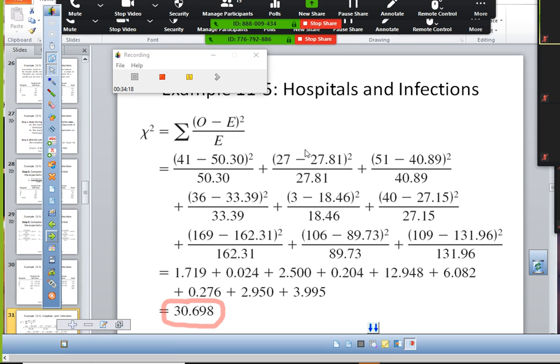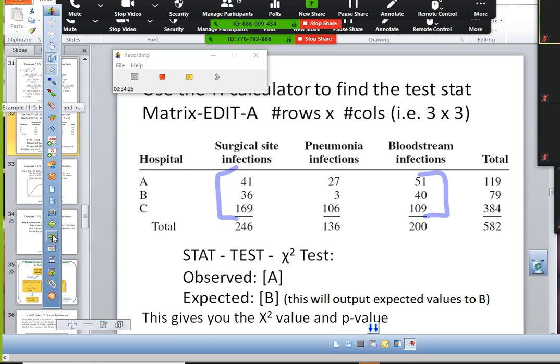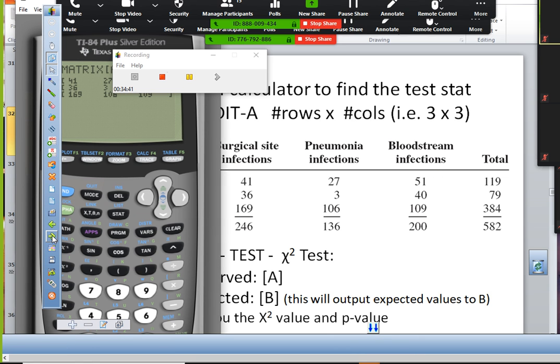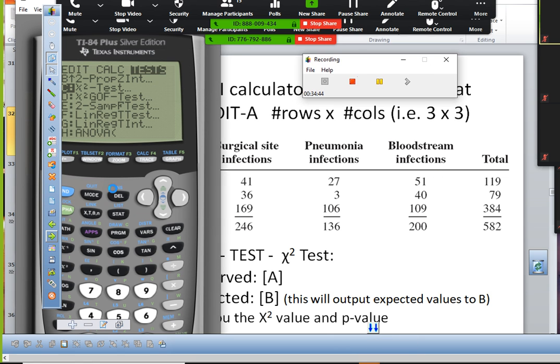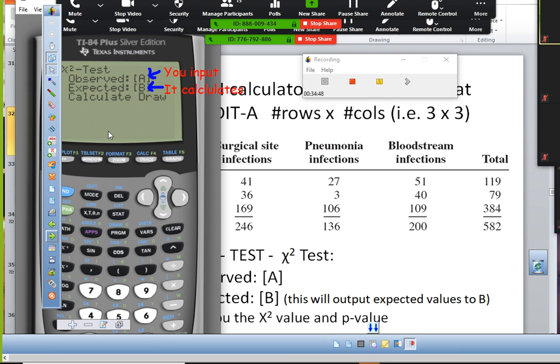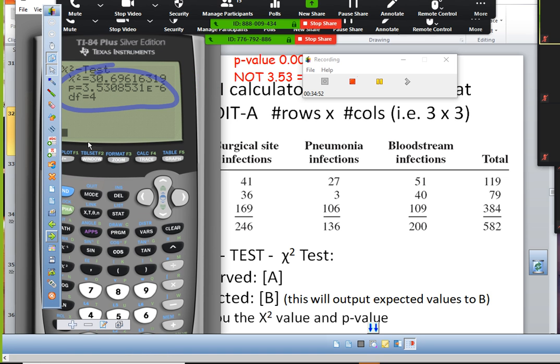You do not need to write this stuff down at all, unless you think you might screw it up and that would be your partial credit. Just check your numbers, and then you won't need to worry about partial credit. Put this into a matrix, and then do stat test, chi-square test, and that is going to give you your p-value, your chi-squared value, and your degrees of freedom if you need it.